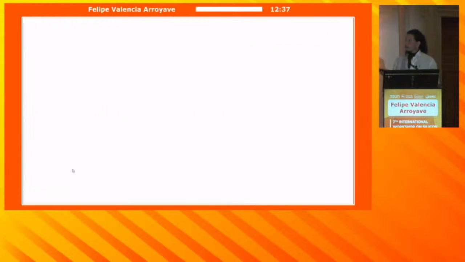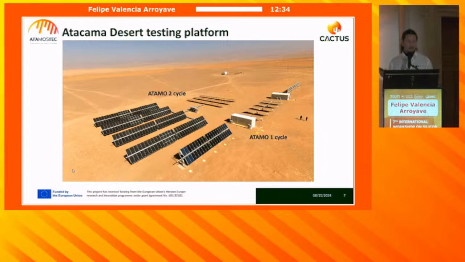So the Atacama platform looks like this. There is a lot of sun, a lot of space, and a lot of nothing, just modules. Here we have two experiments running in parallel. The first one is the Atomo 1 cycle, which has been running for 5 years, more or less. And the other one is the Atomo 2 cycle, which has been running for about 2.5 years. And this cycle was done with the cooperation of Trisan.